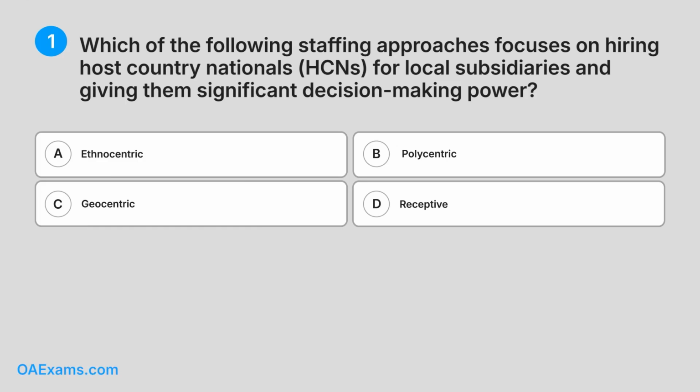1. Which of the following staffing approaches focuses on hiring host country nationals, HCNs, for local subsidiaries and giving them significant decision-making power? A. Ethnocentric. B. Polycentric. C. Geocentric. D. Receptive. Do you know the answer?